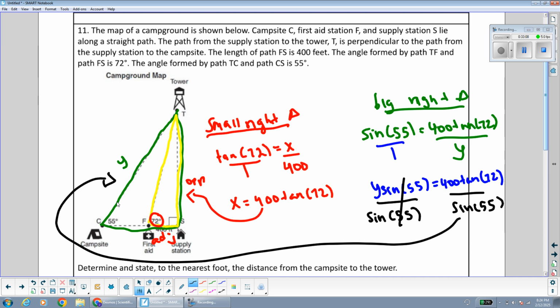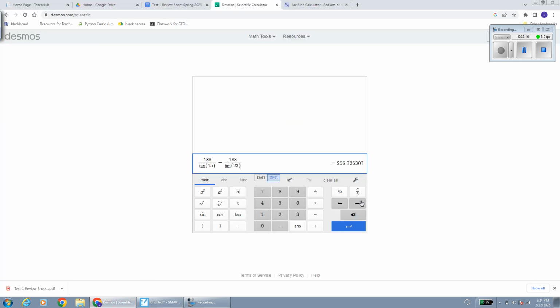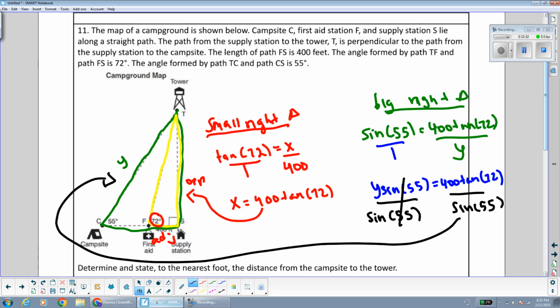So there I have it. And I can round according to the question to the nearest foot. Let me type this into my calculator: 400 tangent 72 over sine 55. And that's about 1,503 feet. And there we have it.